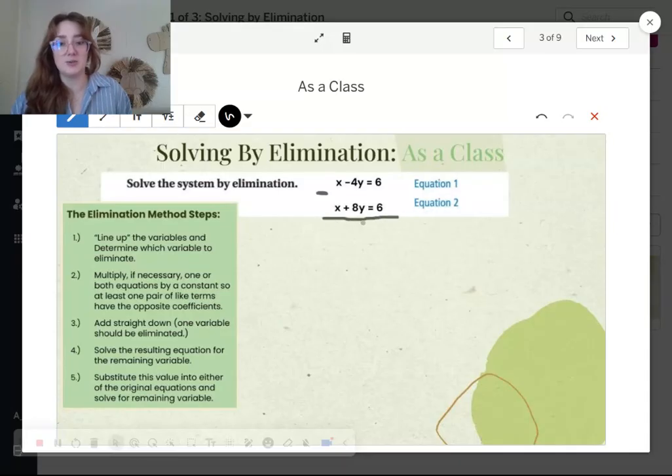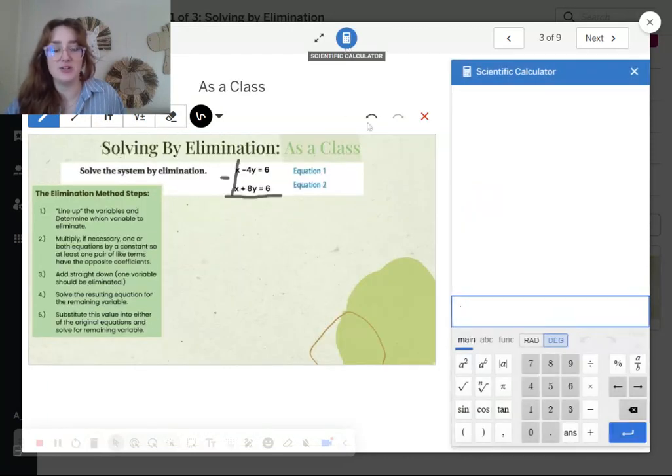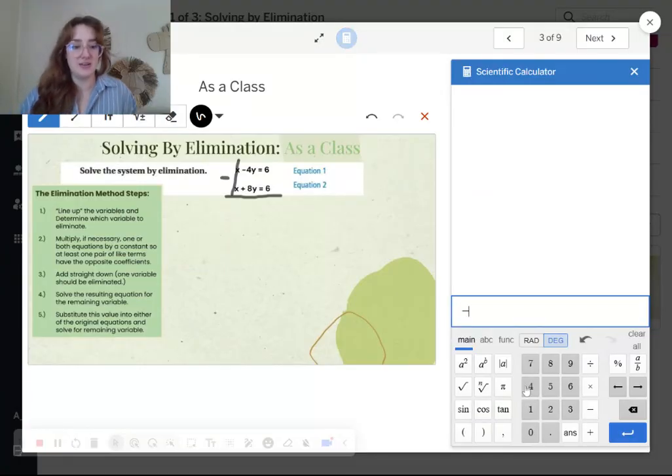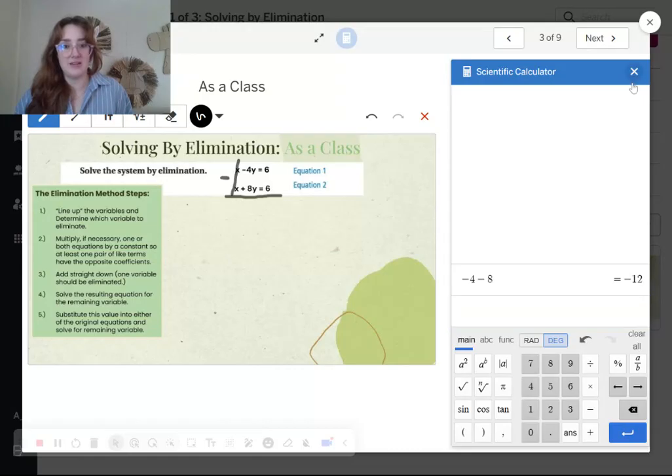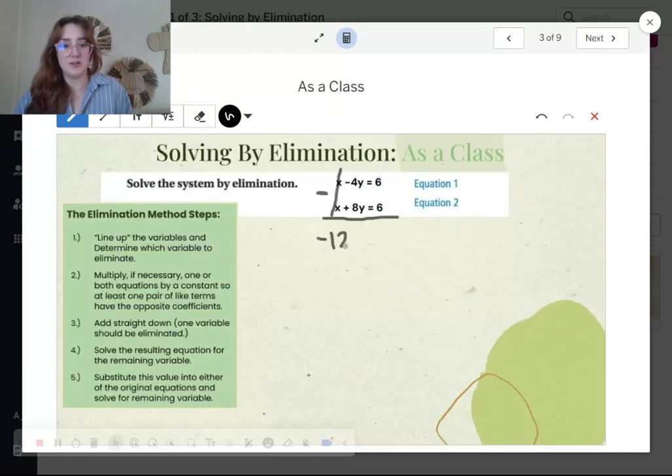So that's what we're gonna do. We're gonna subtract each term. x minus x, 1x take away 1x, they cancel, they're gone. Negative 4y minus 8y, if that's kind of confusing, you do have a calculator. So negative 4 minus 8, negative 12, okay? So that would be negative 12y equals positive 6 minus positive 6, they cancel, 0, okay?